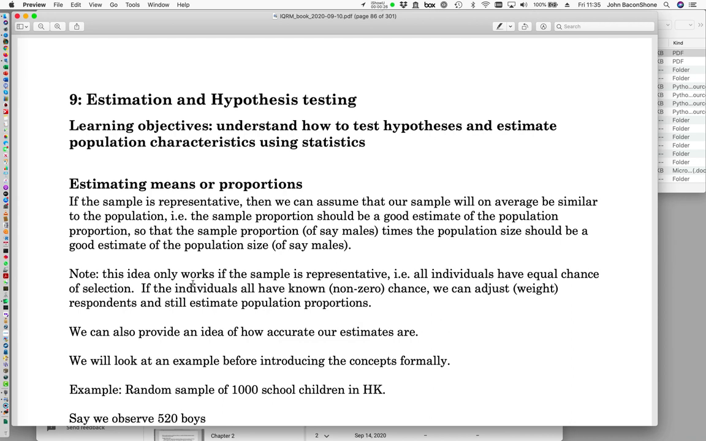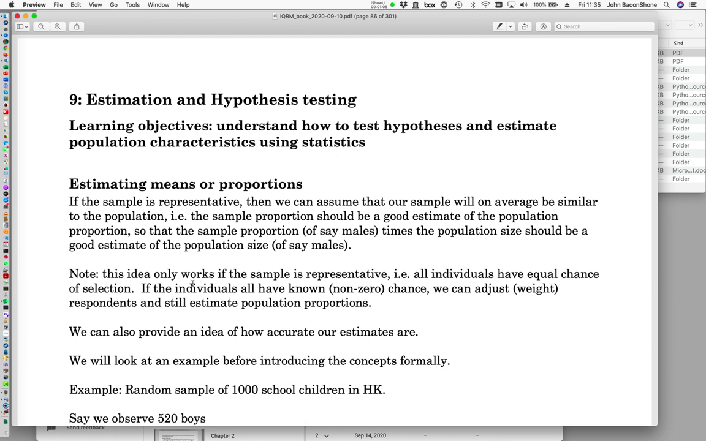So if we're thinking about estimating means or proportions, we are starting from this idea of representativeness. So if the sample is representative, then we can assume that our sample will on average be similar to the population. So for example, the sample proportion should be a good estimate of the population proportion, so that the sample proportion of, say, males times the population size should be a good estimate of the population size of males. Now, this idea only works if the sample is representative.